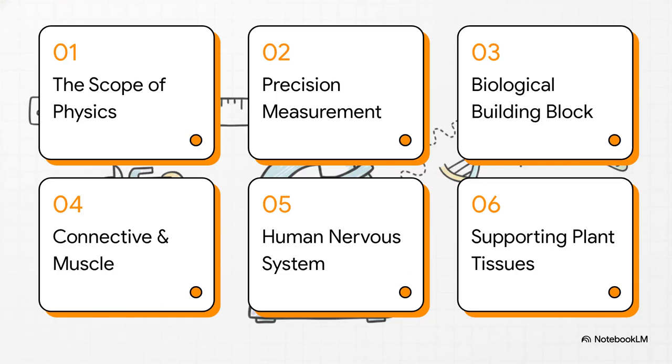Okay, let's dive into this. Here is our roadmap for today. First, the scope of physics. 2, tools for precision measurement. 3, biological building blocks. 4, connective and muscle tissues. 5, the human nervous system. And finally, 6, supporting tissues in plants.